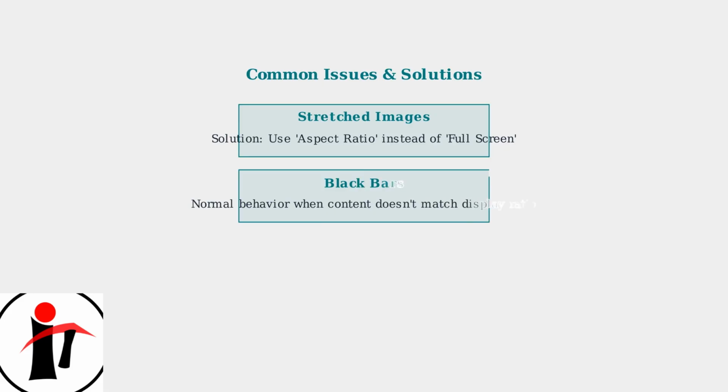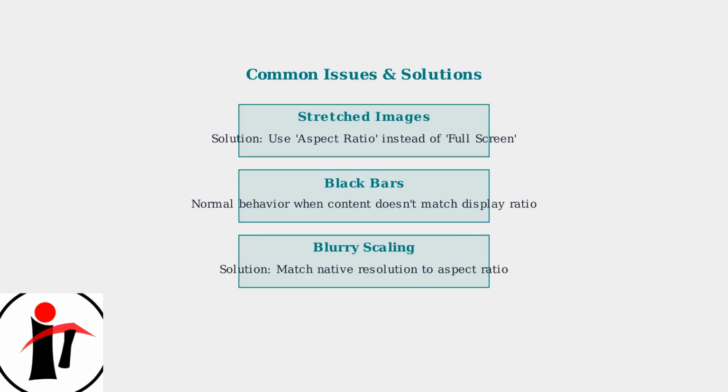Black bars are actually normal when your content's aspect ratio doesn't match your display. This preserves the original proportions and prevents distortion. Blurry scaling happens when the resolution doesn't match your display's native capabilities. Ensure your resolution settings align with your chosen aspect ratio for crisp images.